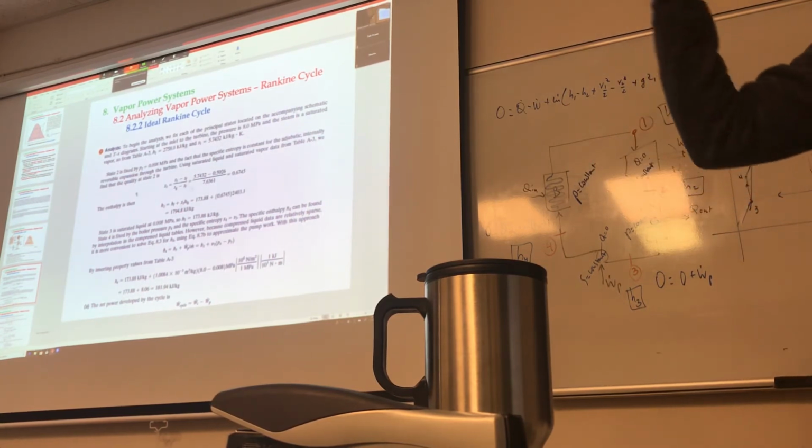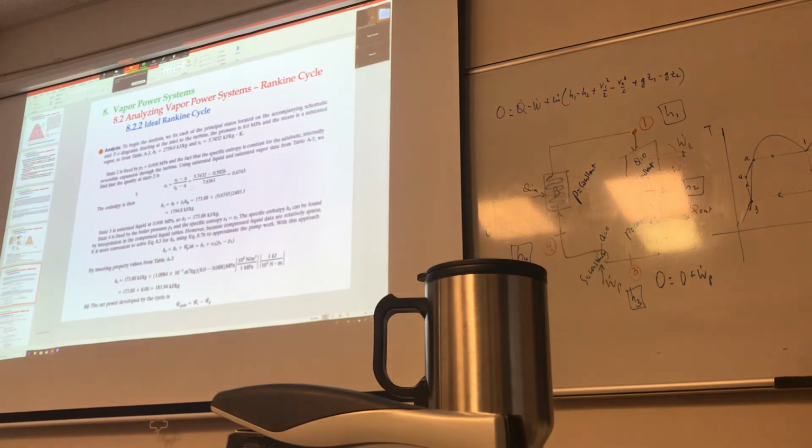Now, 2/3 done. And then state number 3. State number 3, we don't have to do anything. It's just HF for the lower pressure. So it's an immediate read.